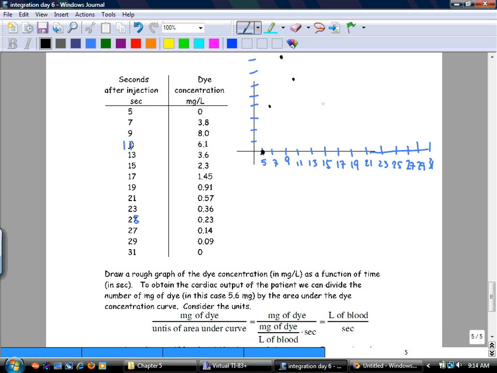At 13, we're at 3.6. At 15, we're at 2.3. At 17, 1.45. At 19, we're at 0.91. At 21, we're at 0.5. At 23, we're at 0.36.